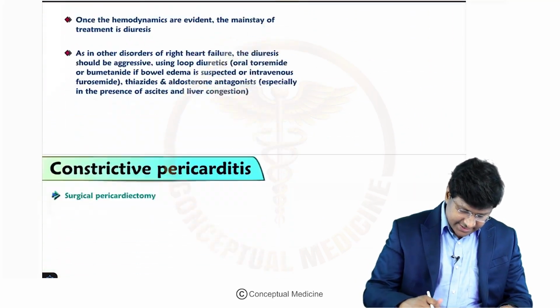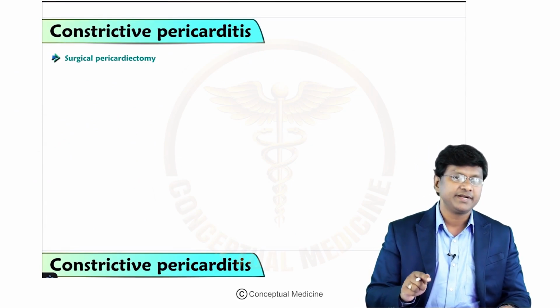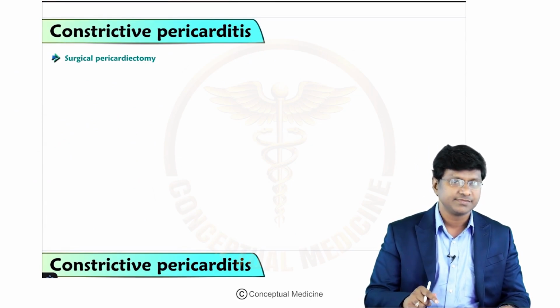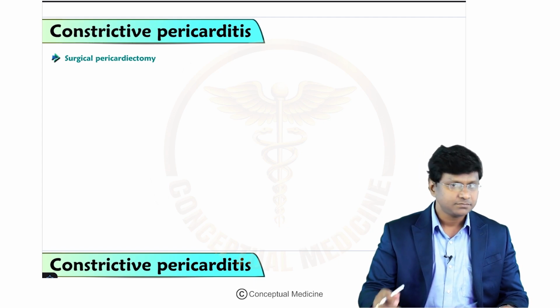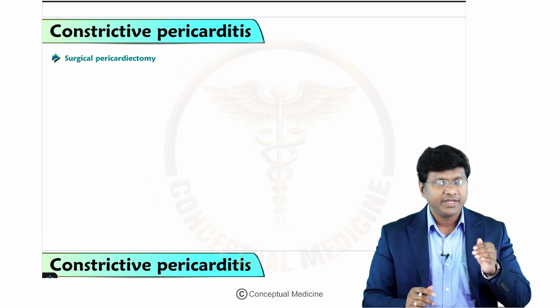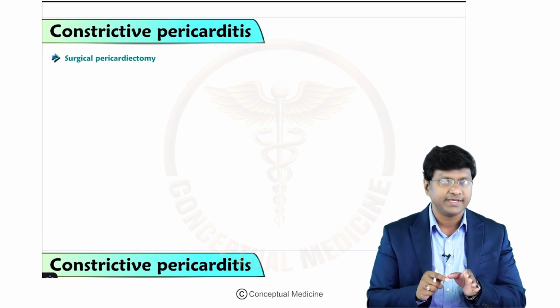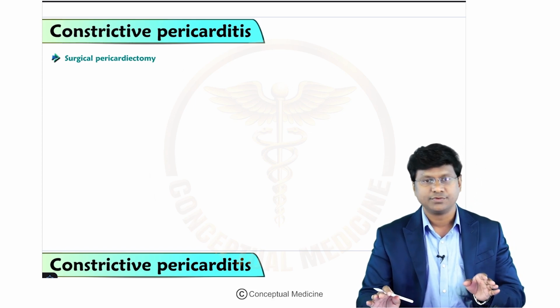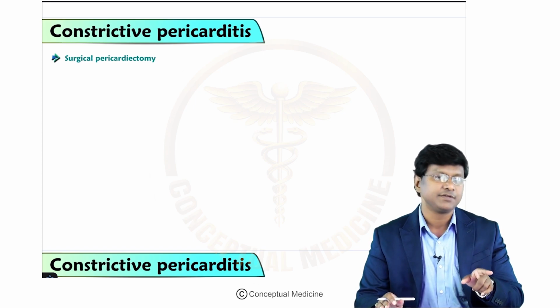And surgical treatment, what did I discuss? That is surgical pericardiectomy. It should be recommended when diuresis is unable to control the symptoms. That means when the individual is refractory to medical management, that is the point when you need to do pericardiectomy. This pericardiectomy removes only the pericardium between the phrenic nerve pathways. However, most patients still require diuretics even after the procedure.